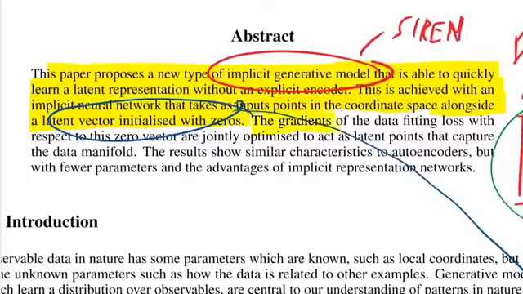They go on, they say the gradients of the data fitting loss with respect to this 0 vector are jointly optimized to act as latent points that capture the data manifold. So this is where I already got lost reading the first time through. The results show similar characteristics to autoencoders, but with fewer parameters and the advantages of implicit representation networks.